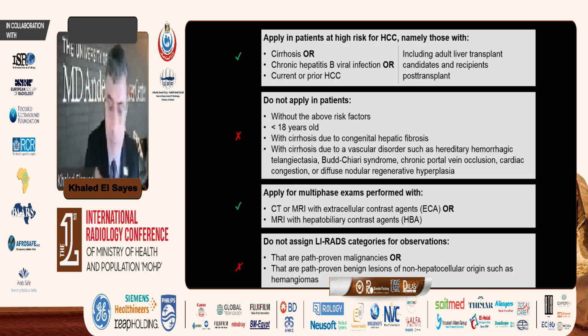And this target population is selected carefully to include the patients at high risk of hepatocellular carcinoma. Those are namely patients with cirrhosis and chronic hepatitis B without cirrhosis. So if you have chronic hepatitis B without cirrhosis, you can apply LIRADS because HCC can develop on top of hepatitis B without cirrhosis. And also if you have a current or prior history of HCC.